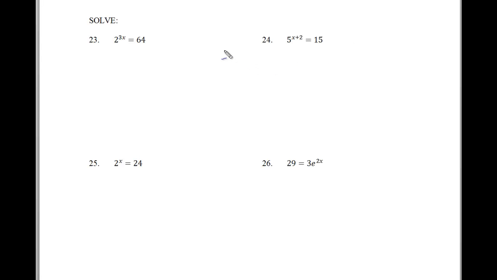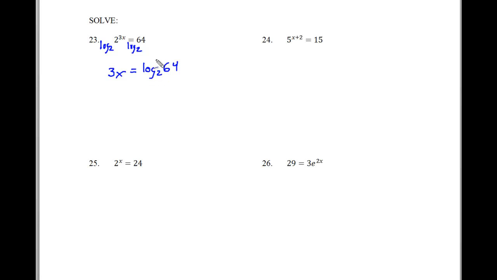In problem number 23, what I'm going to do for this is, if you're struggling in this section, you're probably going to want to stick to the same process. So we want to get rid of the base of 2. So what we're going to do is we're going to drop log base 2 onto both sides here. Log base 2. And the log base 2 and the exponent of 2 will simplify to 3x. And over here we've got log base 2 of 64.